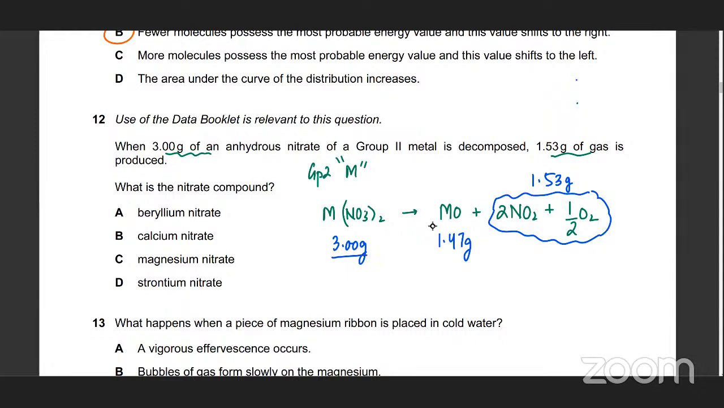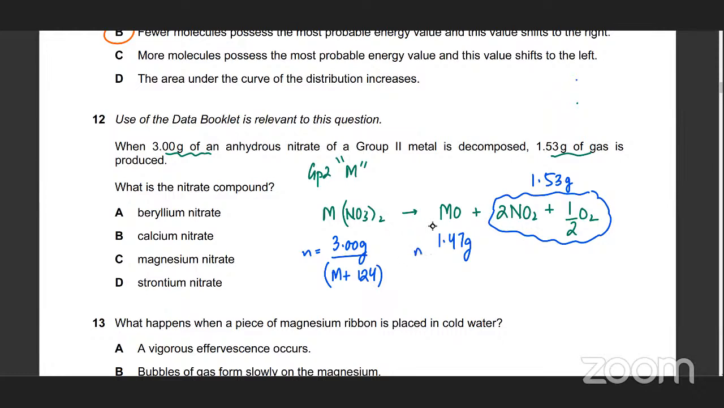This would be 3 divided by the MR. The MR would be, I don't know what M is, NO3 twice is 124. Let me just check. That's 14 plus 16 into 3, that's 48 plus 14. That's 62 into 2, that's 124. So those are your moles.